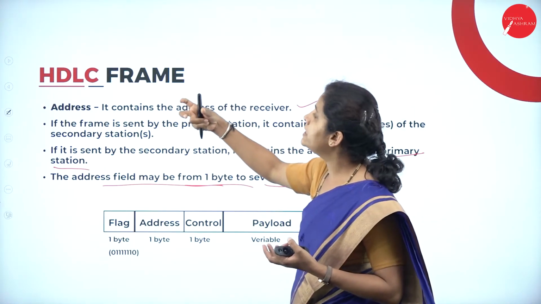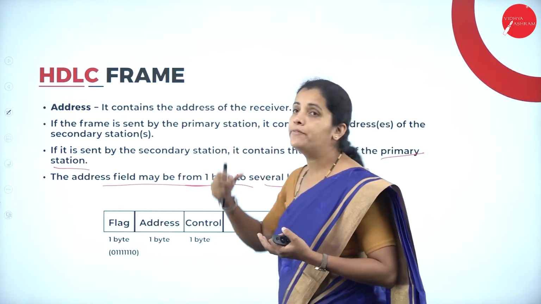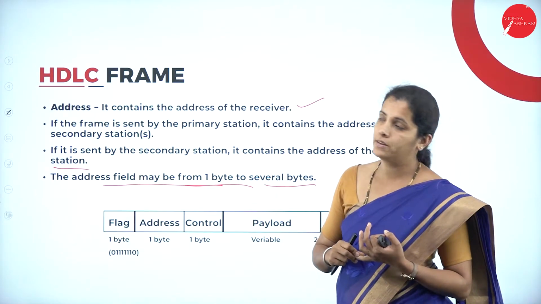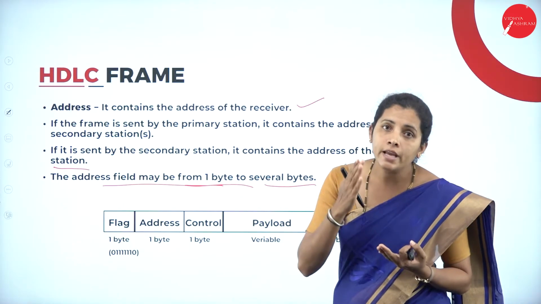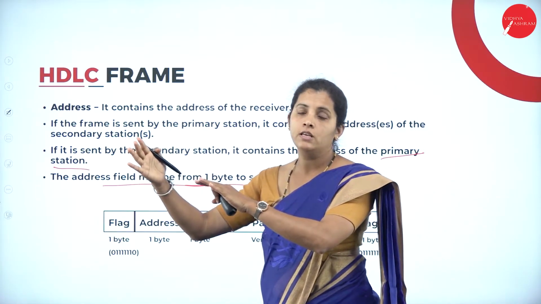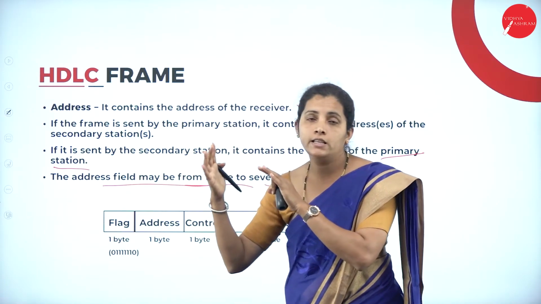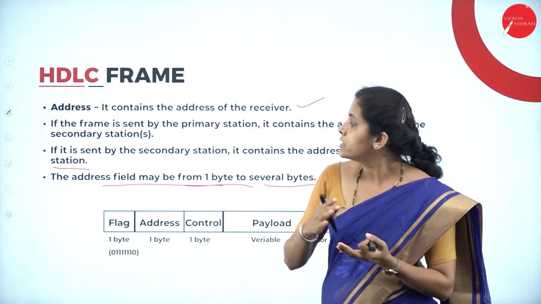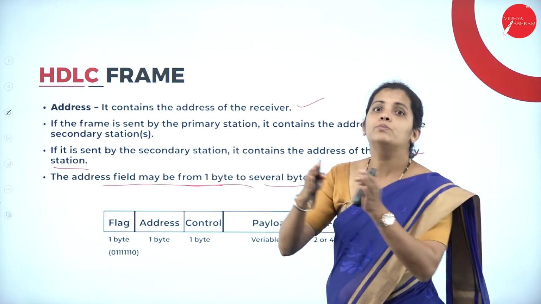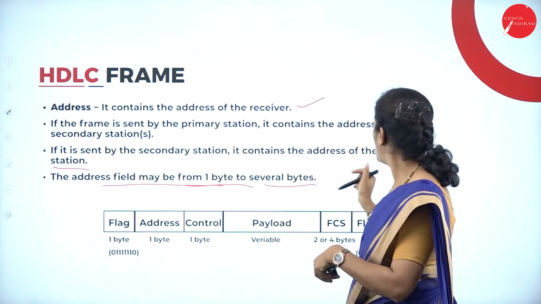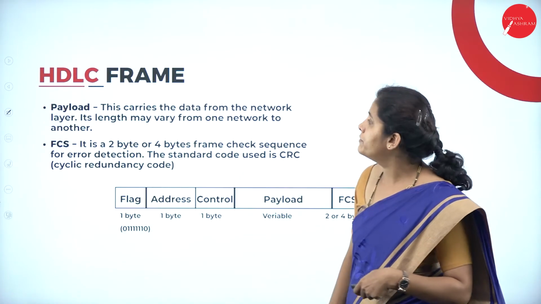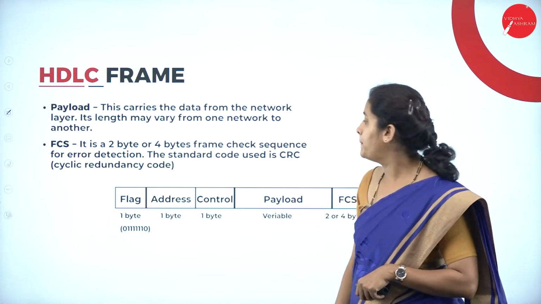So in the HDLC frame, the address field is used to represent the address of the receiver. If the frame is sent from the primary station to the secondary station, then it holds the secondary station address. If the frame is sent by the secondary station to the primary station, then it holds the address of the primary station.